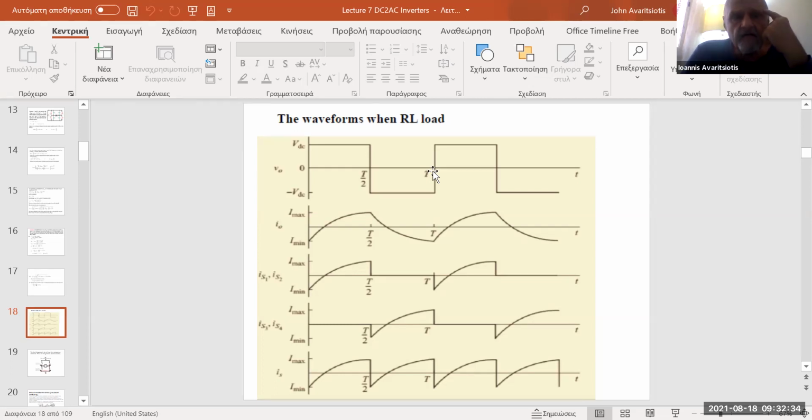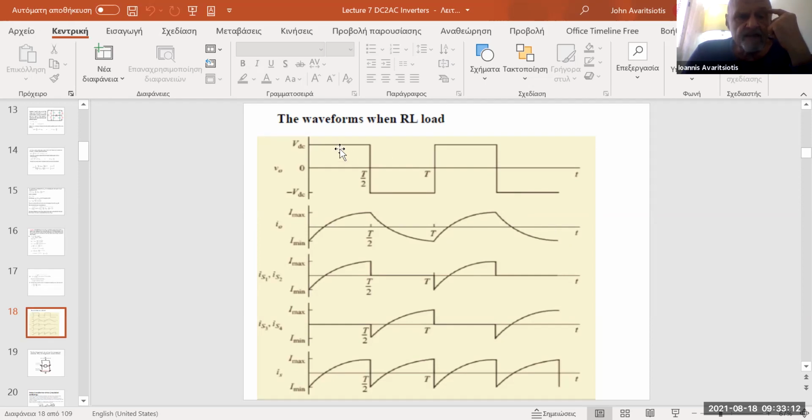The current now, as you can see, varies exponentially from a value I minimum to a value I maximum. And the variation is symmetrical again around 0 amps, as it is shown on the second graph, where the variation of the current flowing through the load, the RL load, is shown as a function of time.